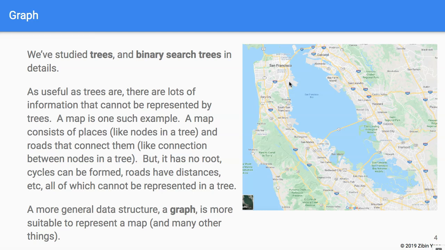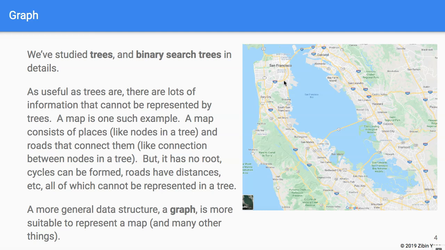However, because of a number of limitations of trees, there are a lot of things in a map that cannot be represented using a tree. A tree actually has a root. You look at a map, where is the root? There's not a single root. And in a map, loops can be formed. You can start at one place, let's say San Francisco, you go around, and you can end up back in San Francisco. You cannot have that in a tree.